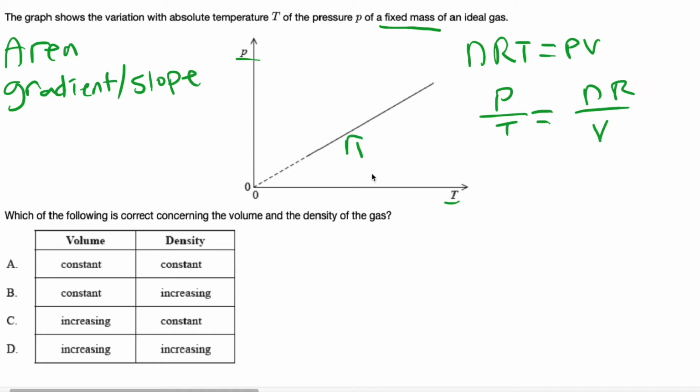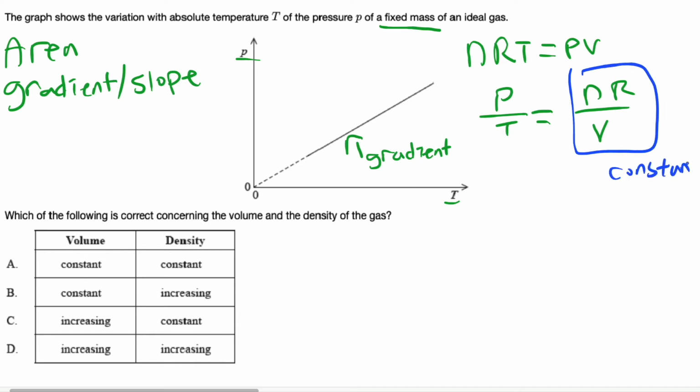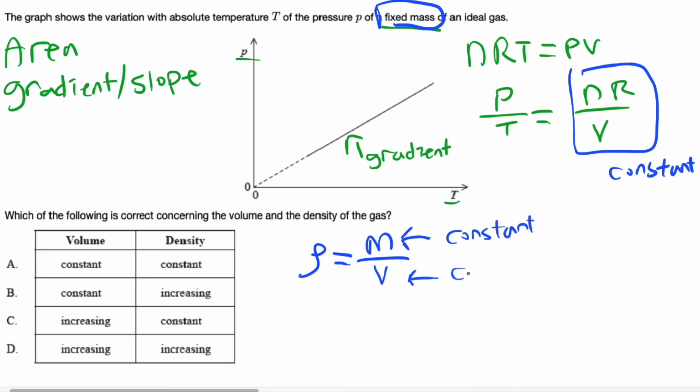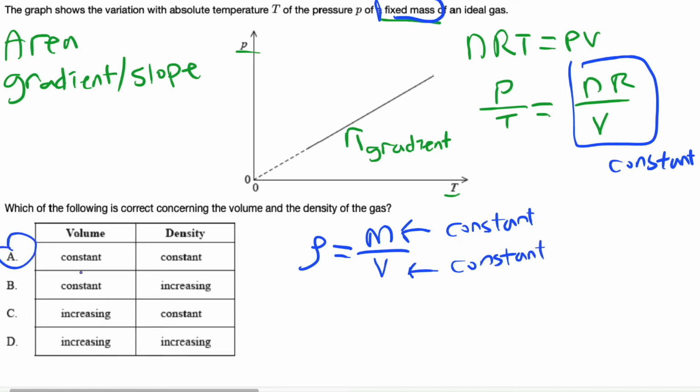And here, since it's a linear equation, it means that the gradient is constant. So this part is constant. And since it is a fixed mass, we know that the number of moles is going to be constant, and R is also a constant. So V must be constant. And we know that the density is just equal to mass divided by volume. If mass is a constant and volume is also a constant, then density will also be constant. So A is the correct answer.